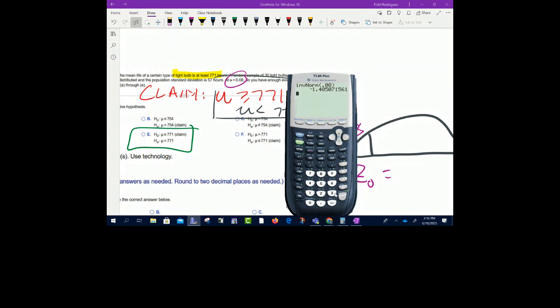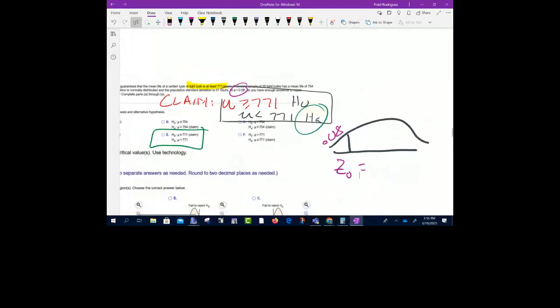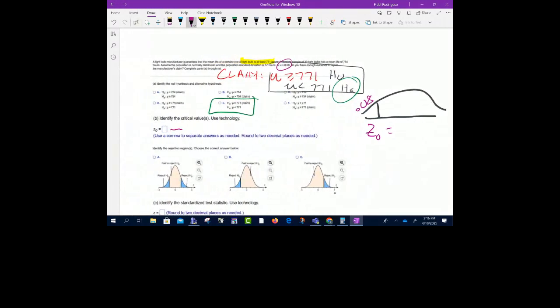Okay, question, guys. What do you think? Negative 1.40 or 41? 41. Awesome. Negative 1.41. Look, y'all. That is reject. That's failed to reject. Okay, so look, we already drew the picture, but you already know what the picture is, right?